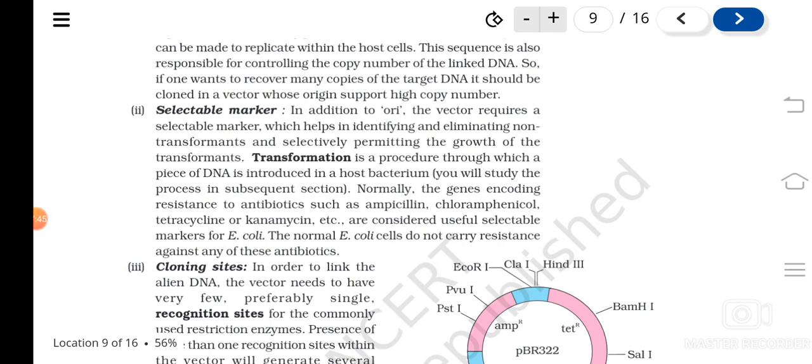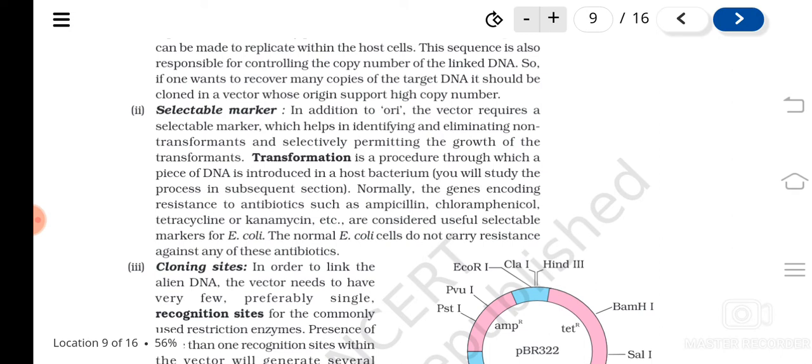So what is transformation? It is a process through which a piece of DNA is introduced into a host bacterium. It can be a vector also. We have to identify which plasmids, vectors or hosts, when introduced into the host, got the new DNA fragment, and which did not. So this is what a transformant is. We have to identify the transformants from the non-transformants, and for that we need a selectable marker.